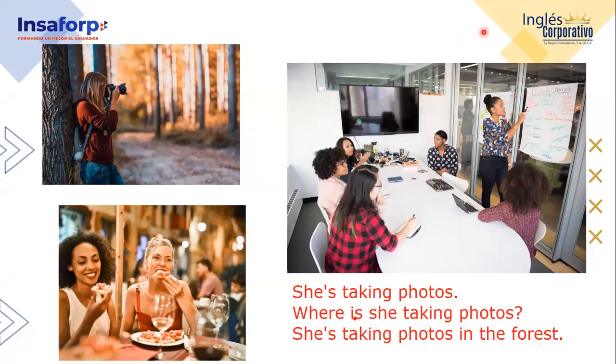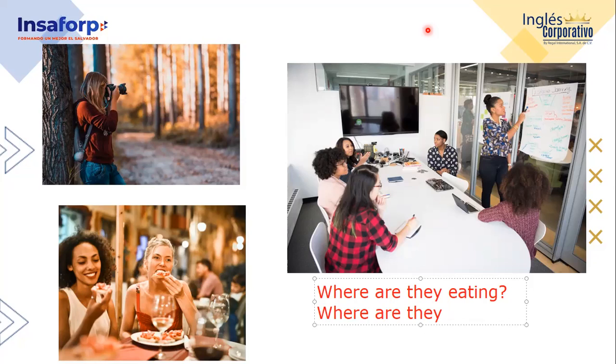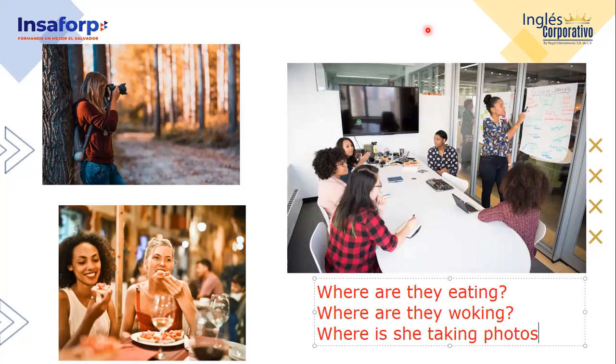Any question in this part? ¿Cómo sería para preguntar? ¿Puede escribirlo? Where are they eating? ¿Dónde están comiendo ellas? Where are they eating? So you say, where are they working? ¿Dónde están trabajando ellas? En la otra imagen. And where is she taking pictures? Where is she taking photos? Those are the questions. ¿Dónde?